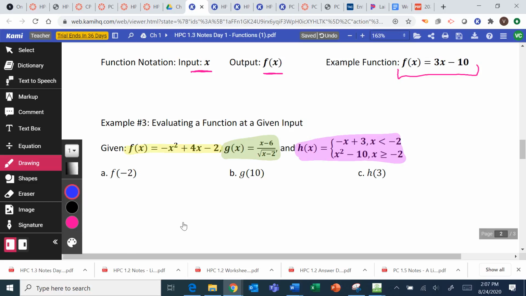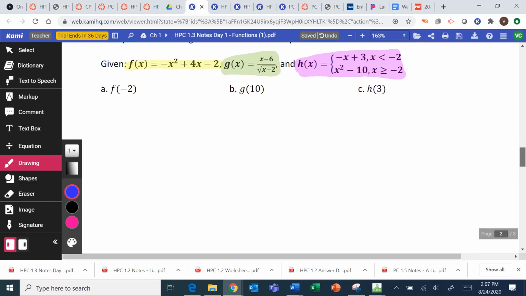So question A says find f of negative 2. What that means is put in negative 2, replace all the x's with negative 2. That's what f of negative 2 means. But the f part tells me which equation to use. So negative 2 squared plus 4 times negative 2 minus 2.